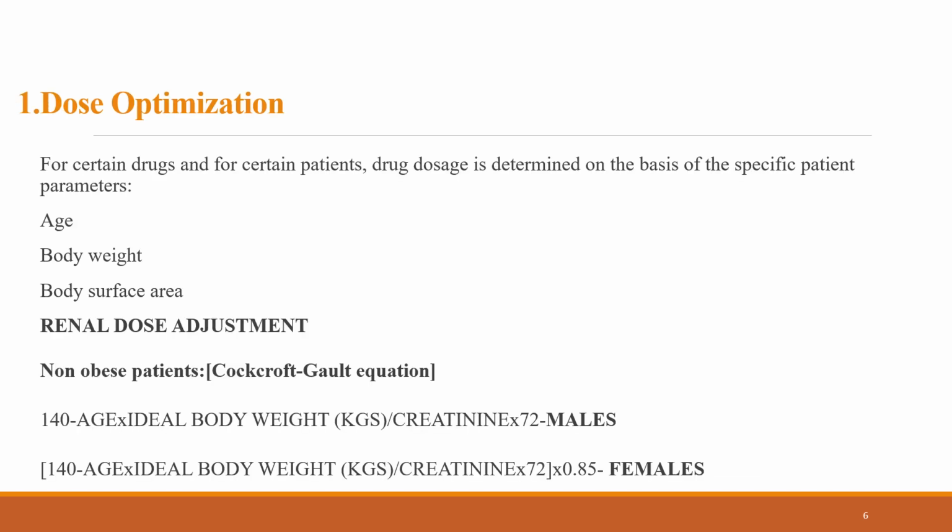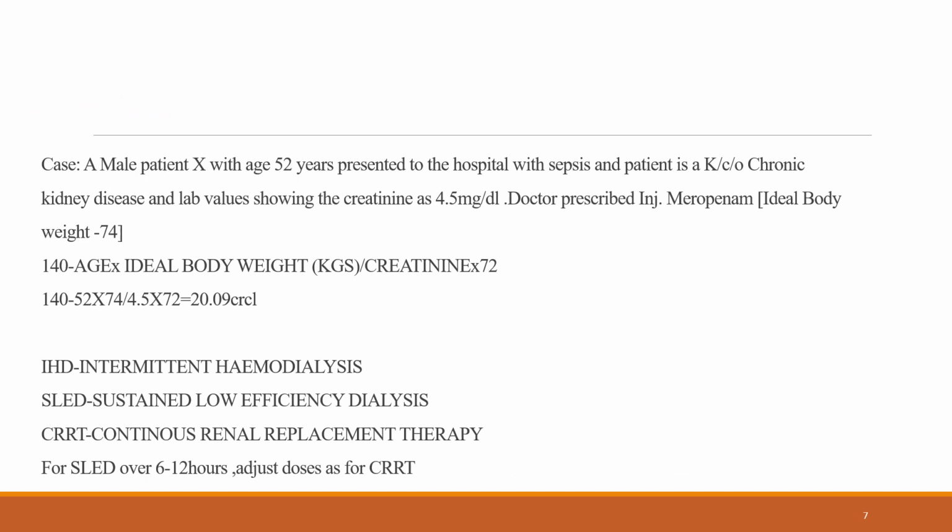Dose optimization: for certain drugs and certain patients, drug dosage is determined on the basis of parameters like age, weight, and surface area. So this is an example of a case wherein dose optimization is done for a 52-year-old patient with kidney disease and a creatinine of 4.5. Using the formula, the intermittent dose is adjusted.